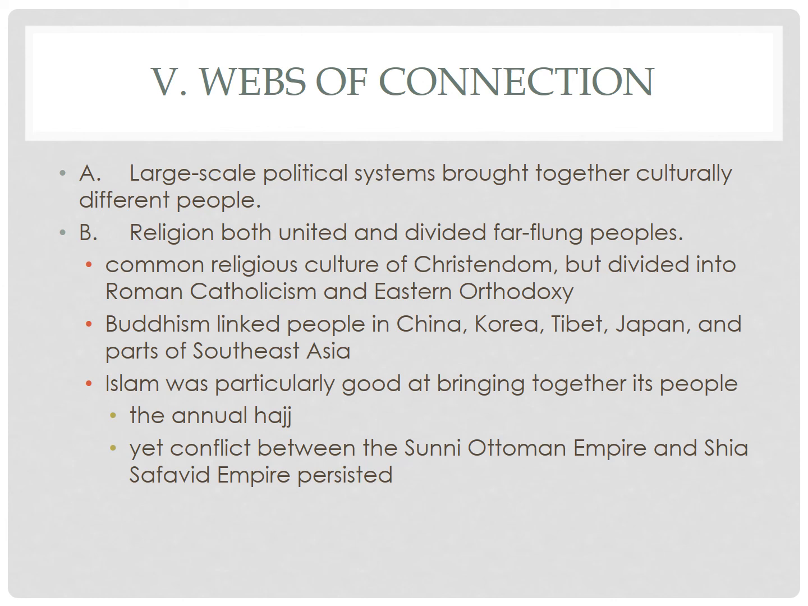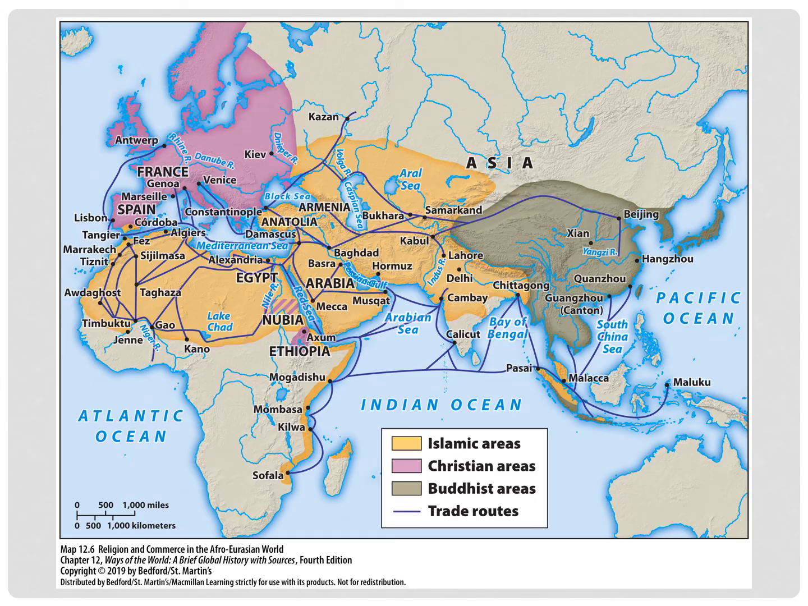Islam was particularly good at bringing together its people. Part of the pillars of Islam, which are the main tenets of the Islamic faith, includes an annual Hajj, or a pilgrimage to Mecca. And so, of course, that is a physical bringing together of people. However, the conflict between the Sunni Ottoman Empire and the Shia Safavid Empire will persist, and Sunnis versus Shia, that conflict today.